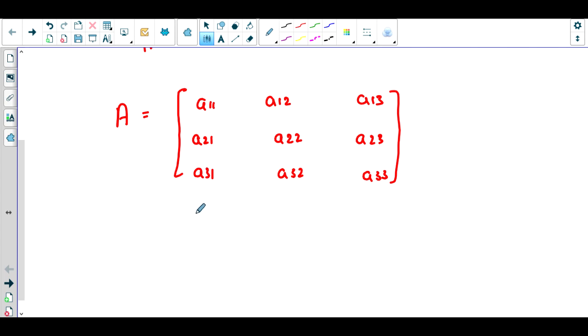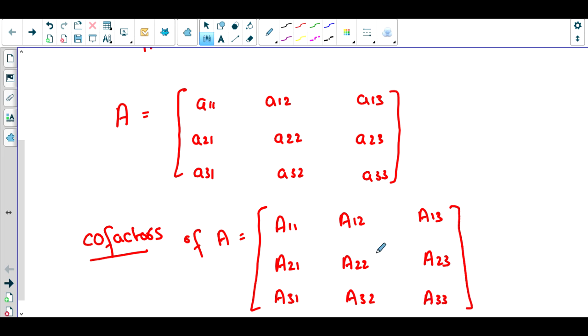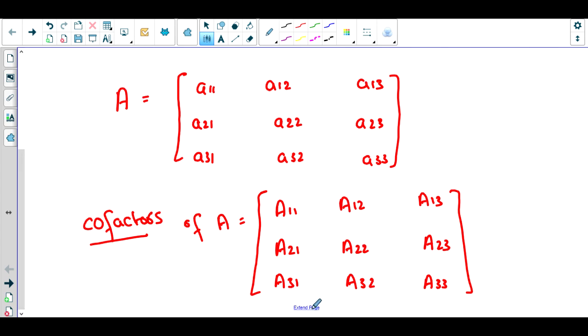First, to find the inverse you have to find the cofactors. The cofactors of this matrix A will be C11, C12, C13, C21, C22, C23, C31, C32 and C33. We have discussed how we can find the cofactors in the last video on determinants.